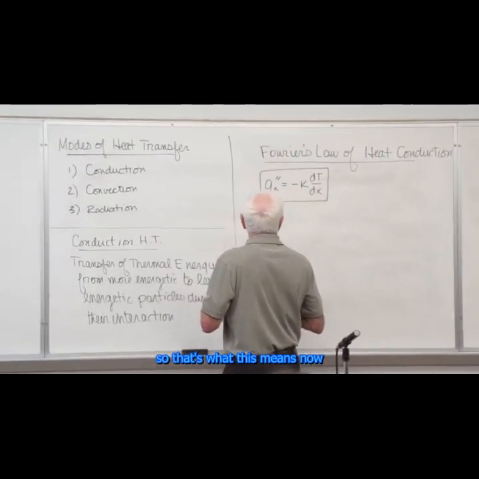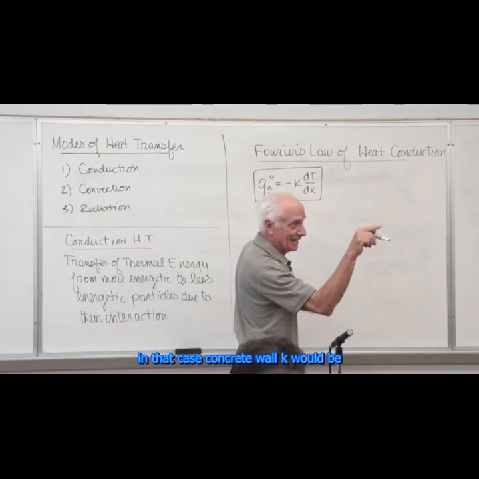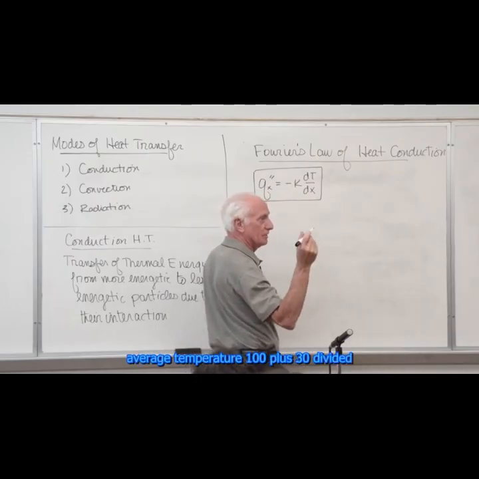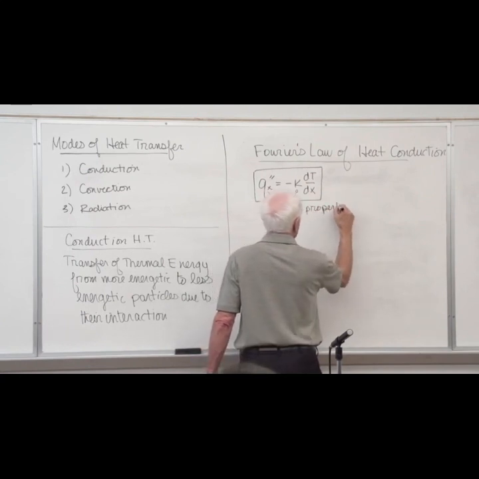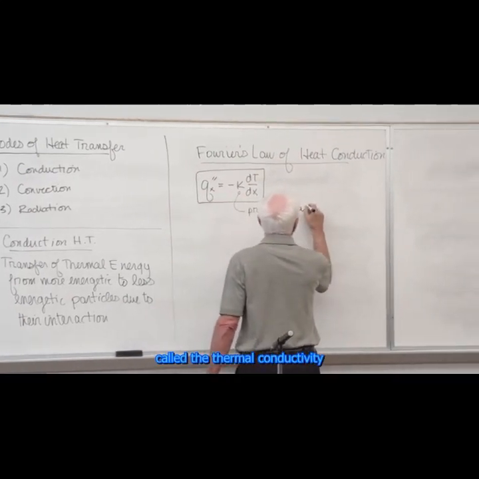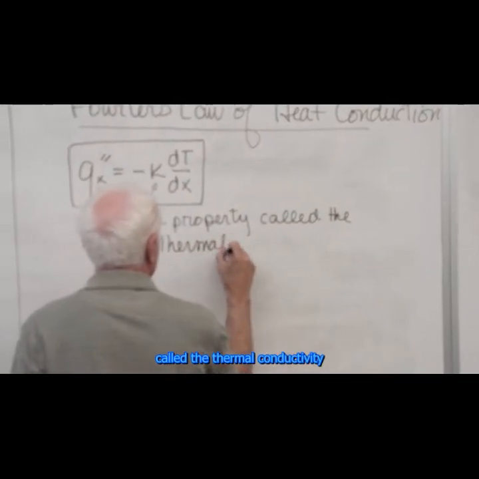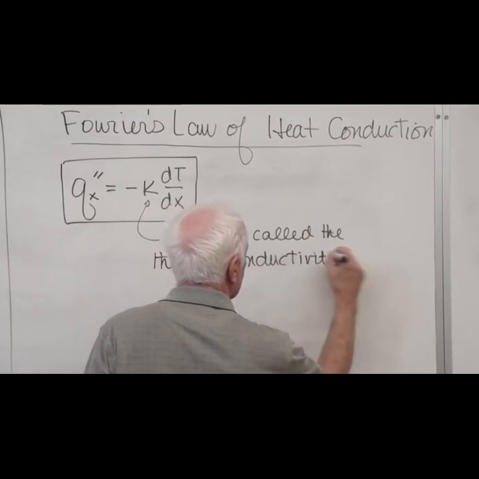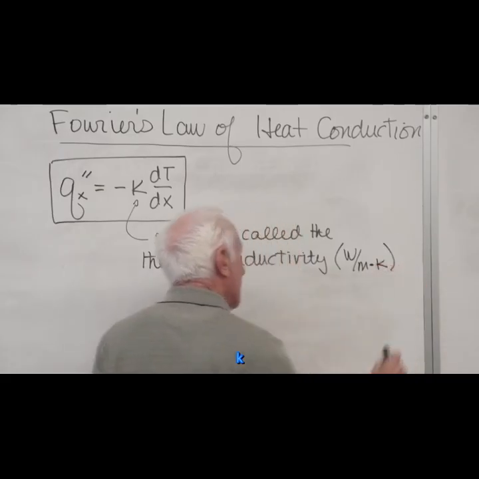Now, that K is a property of the material. In that case, the concrete wall. K would be the K of that wall at what temperature? The average temperature, 100 plus 30 divided by 2. So K is a property called the thermal conductivity. It's in watts per meter K.